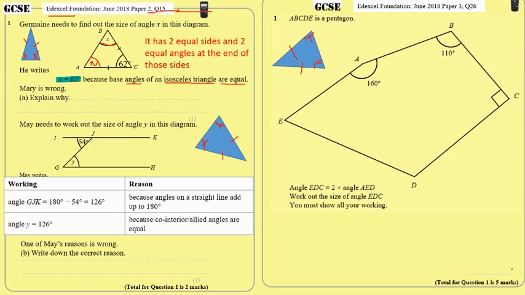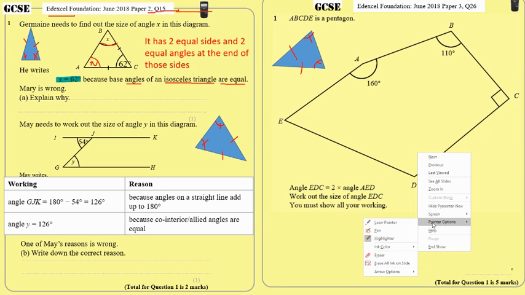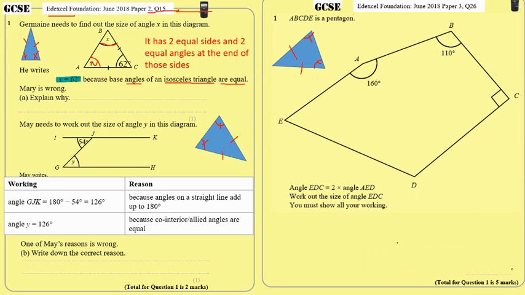Now, a little tip for you guys here. The second part is a lot of blah blah blah, and you just need to check what the question asks you to do. That is a typical question when they give you more information than what you need. Because it says one of May's reasons is wrong, write down the correct one. So all the other is just useless information. We don't need to use it.